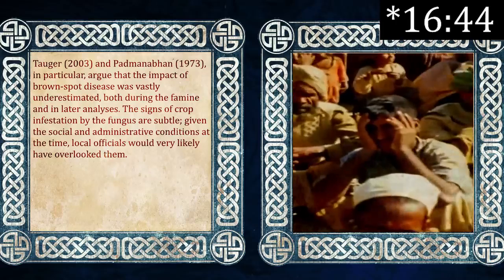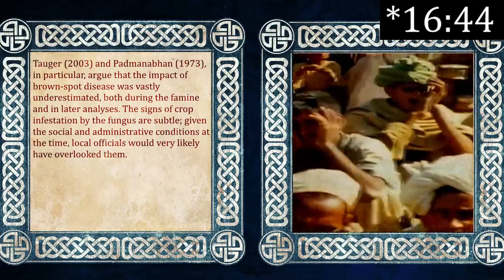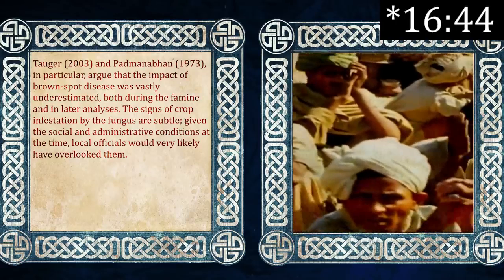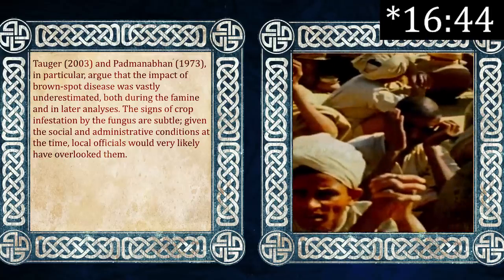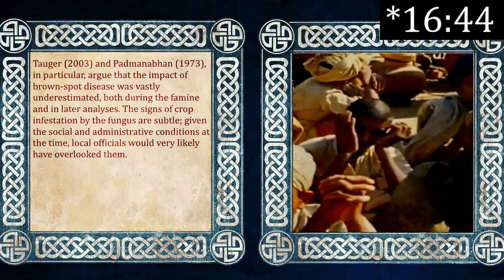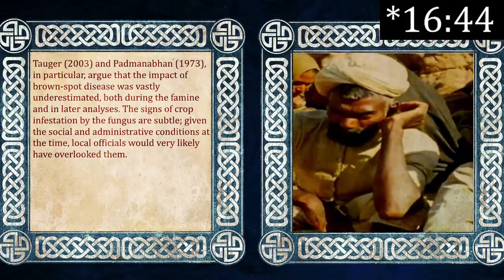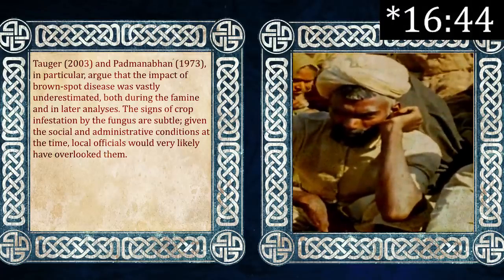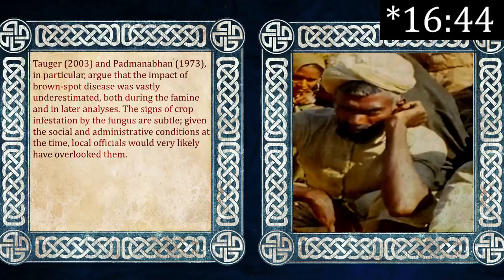Padmanabhan, 1973, in particular, argue that the impact of brown spot disease was vastly underestimated, both during the famine and in later analyses. The signs of crop infestations by the fungus are subtle. Given the social and administrative conditions at the time, local officials would very likely have overlooked them.